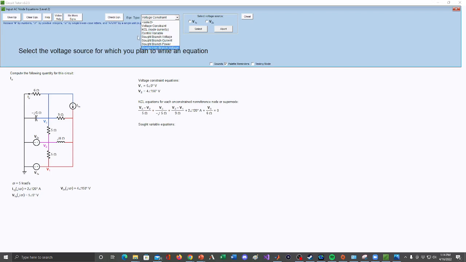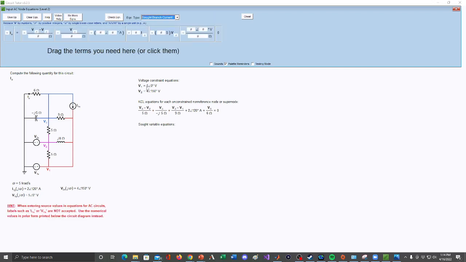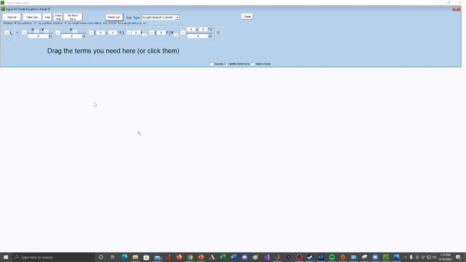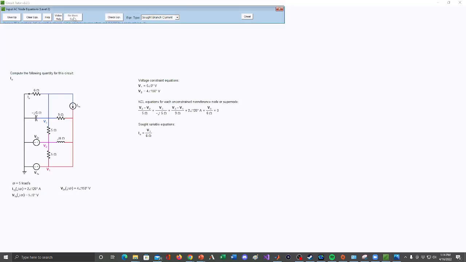All right, and then we have one sought variable equation that it wants. The sought variable is a branch current. Conveniently, the current is through something with one end at ground. So the IO that we want is just the voltage V3 divided by 6 ohms. Check. That should be it, right?